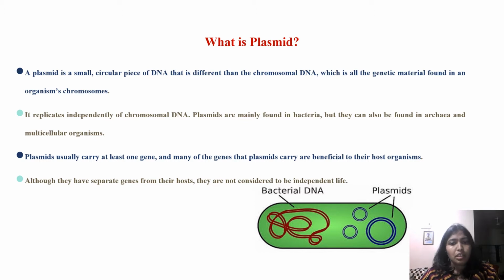So this is regarding the plasmid structure. You see, this is the bacterial DNA. This is a bacterial cell. So these are the plasmids. They are circular, ring type structures. This is called a plasmid.